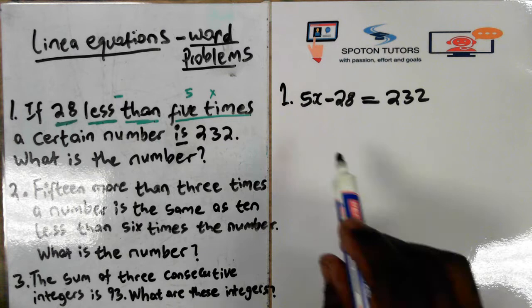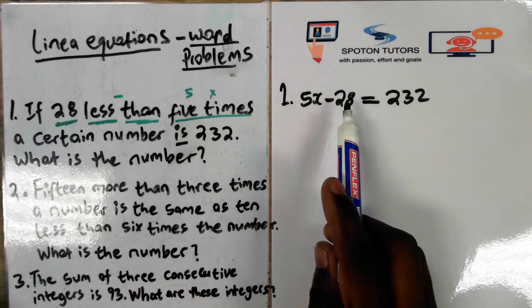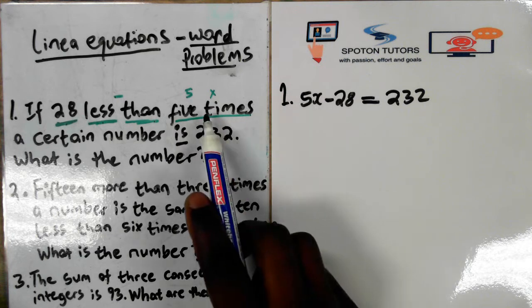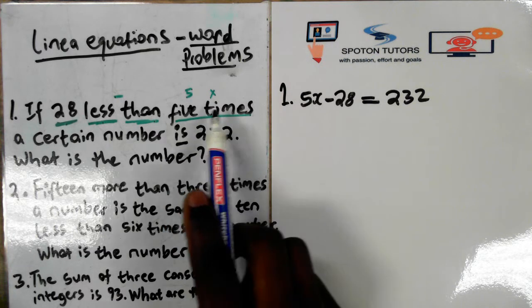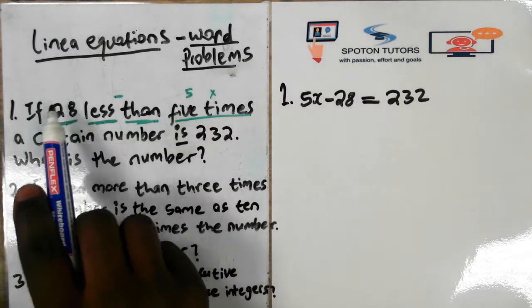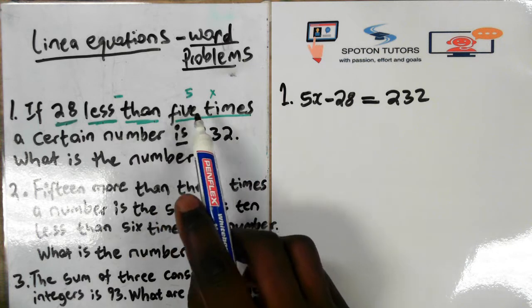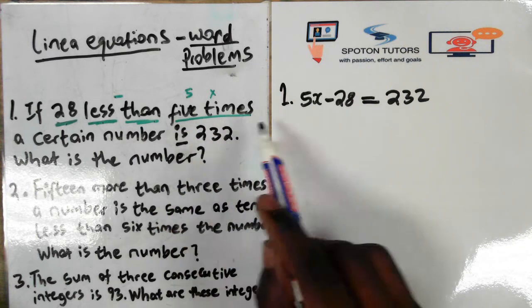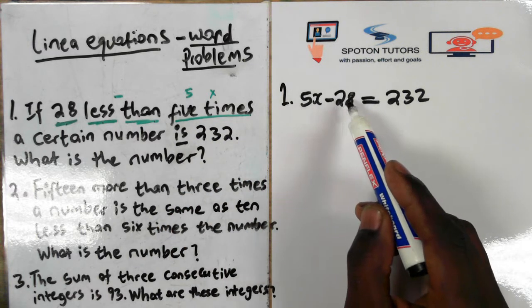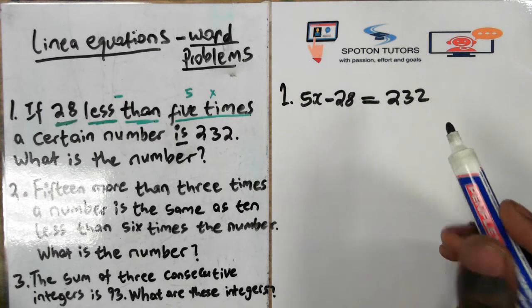232. You have built your equation here from interpreting the statement. This certain number is 5 times, right? 5 times, there it is. 28 is less than that. So 28 is less than this number, which is 5 times, right? So 5x minus 28 is equal to 232. The question is, what is that number?